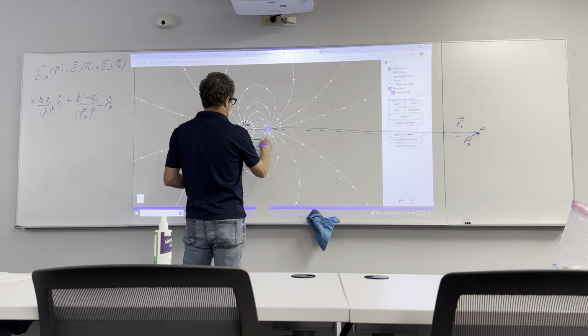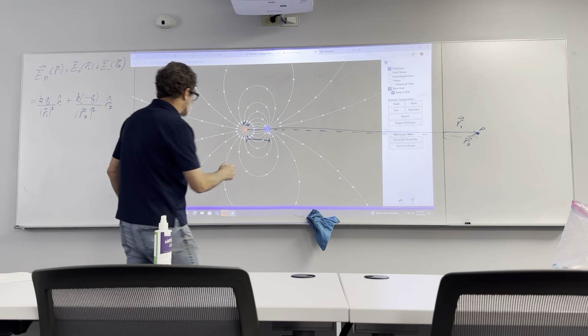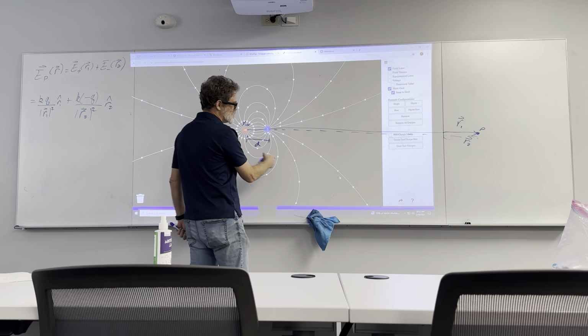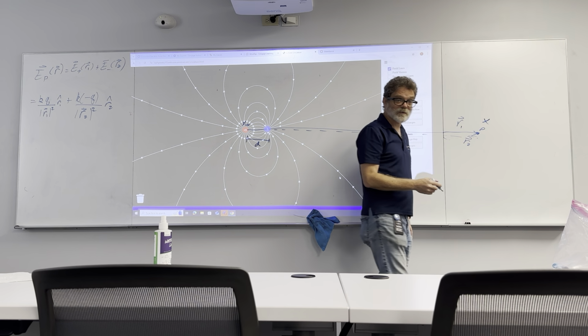And let's give this a separation. I think D is what I did. So this is at x equals 0, that's at x equals D. This is at some location x. Okay? You with me?